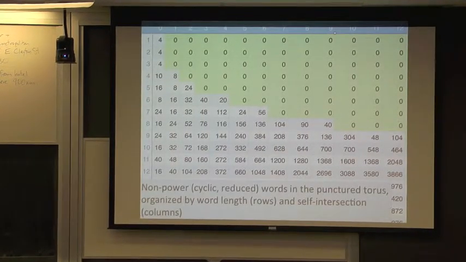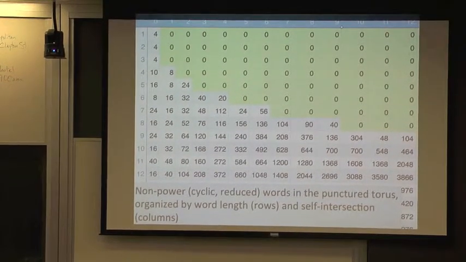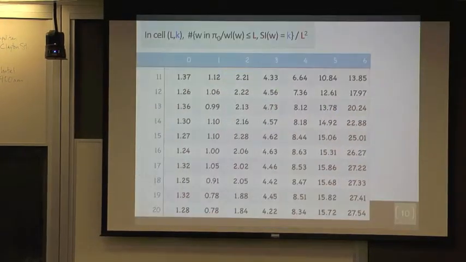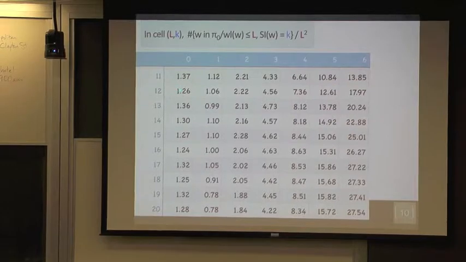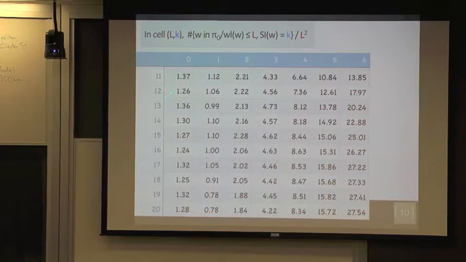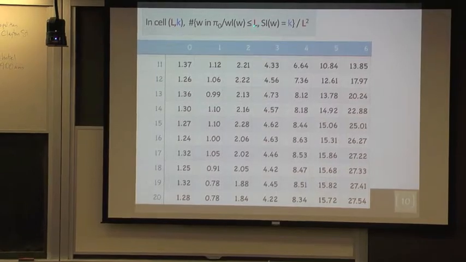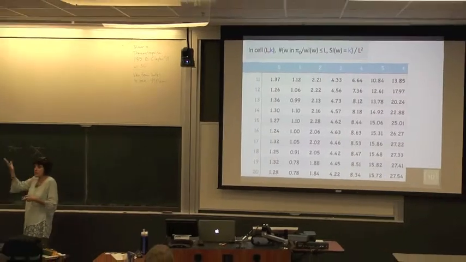One thing you can do is, once you have this table, you can try to test the conjecture about the growth. Now we want to study the growth of these columns. I want to sum up to a certain length of these columns. So this is a new table in which, in the cell, say 12 and column 0, I'm going to put how many words up to length 12 I have which have self-intersection 0, and I divide this by 12 squared.